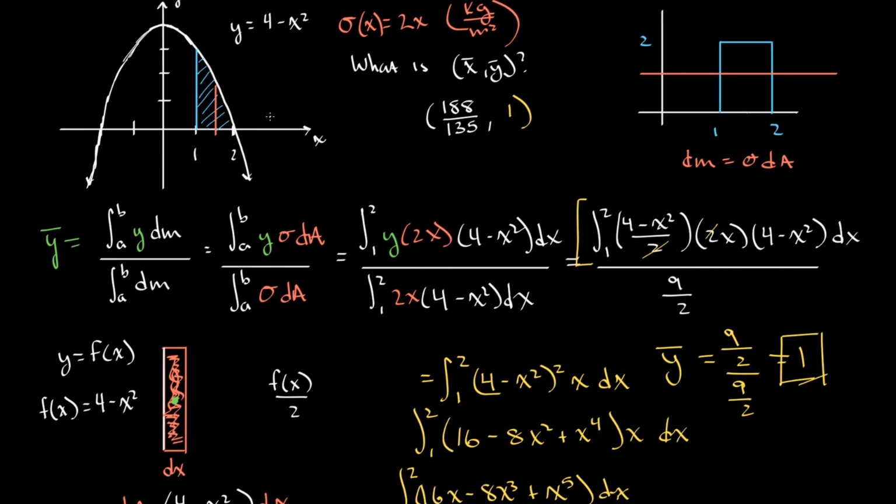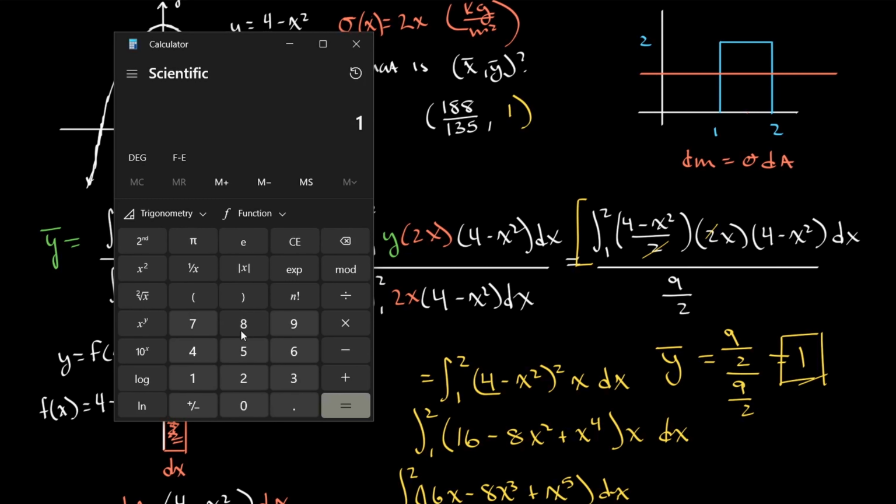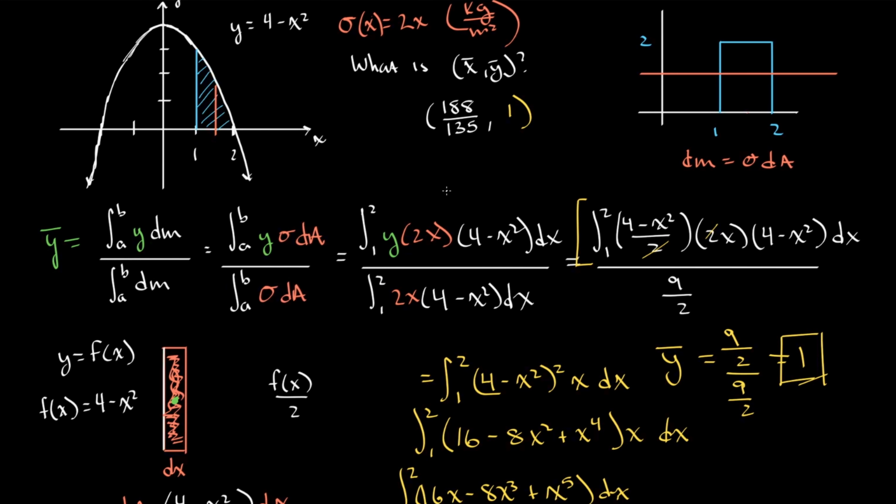And now let's finish this off and let's graph this. Let me pull up a calculator real quick, and we'll figure out what 188 over 135 is. So 188 divided by 135, that is 1.39 roughly. So let's graph this out. 1.39, a little less than 3 halves. So it's going to be somewhere right in there. That is our center of mass.